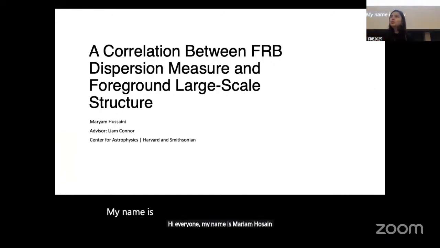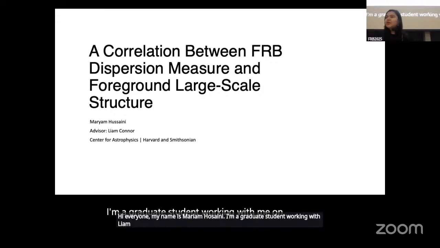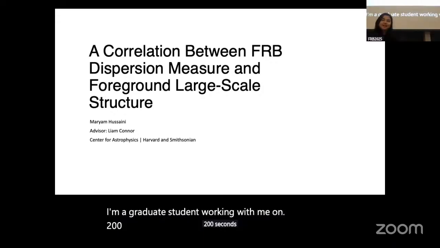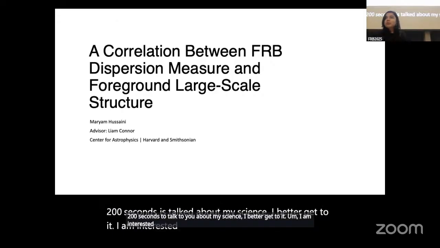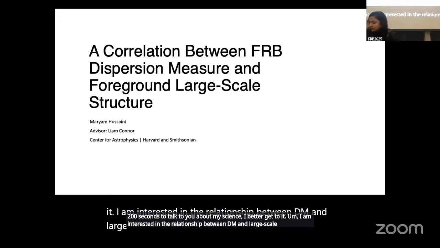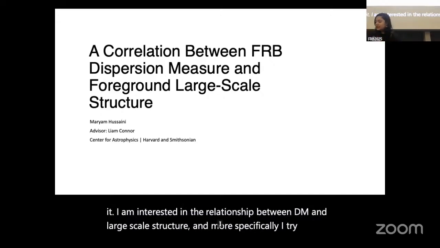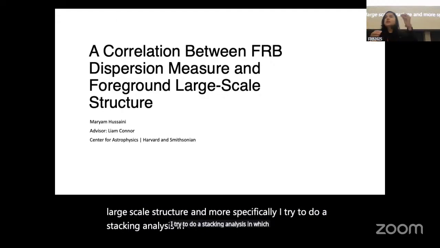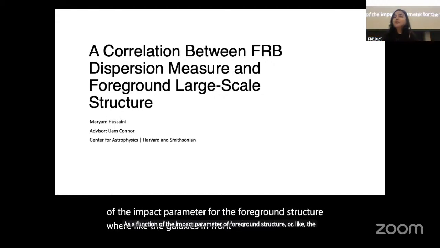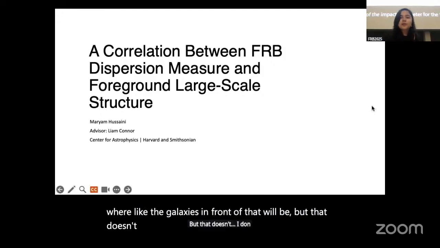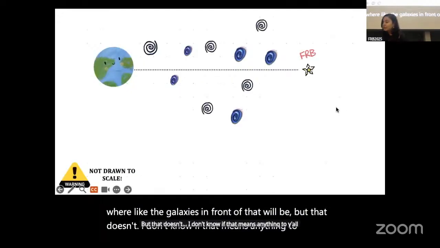I'm a graduate student working with Liam Connor, and I have about 200 seconds to talk to you about my science, so I better get to it. I am interested in the relationship between DM and large-scale structure, and more specifically, I do a stacking analysis in which I stack the DM as a function of the impact parameter of foreground structure, or like the galaxies in front of the FRB. But I don't know if that means anything to y'all. So let's go over what I did exactly.